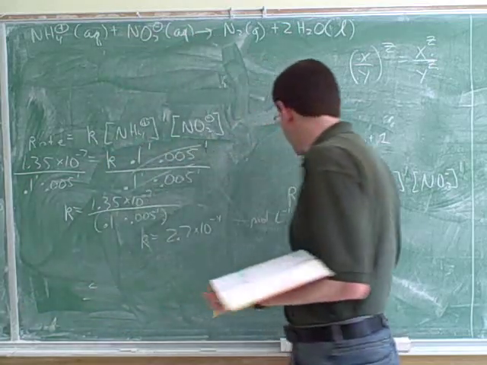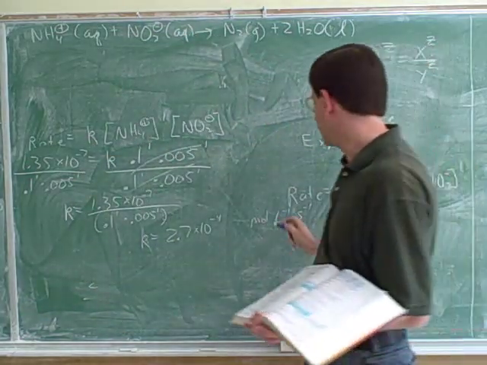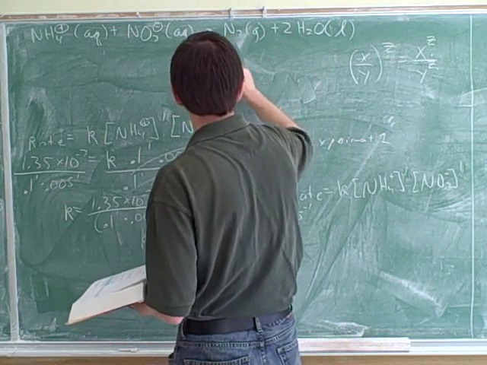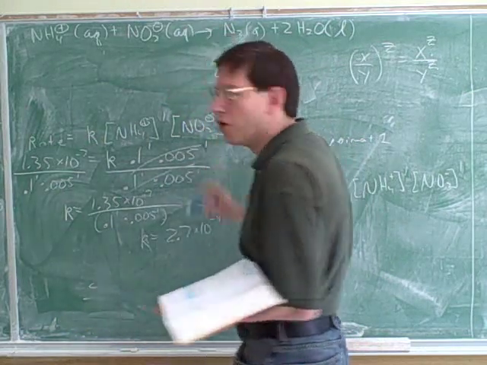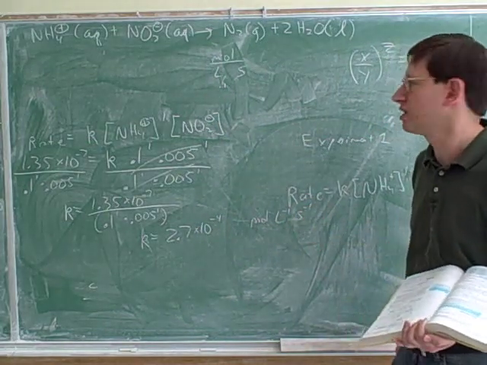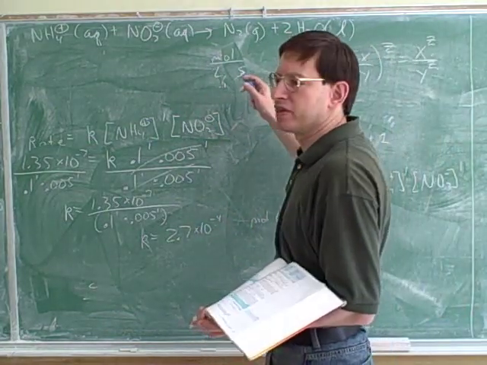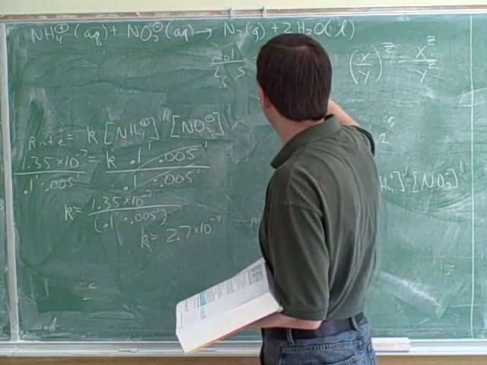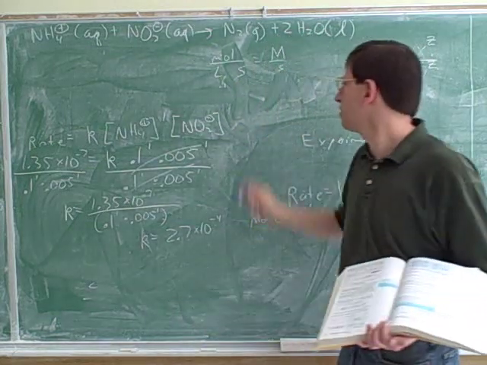You guys know what these -1 exponents mean? 1 over. Yeah, so this is really moles over liters over seconds. That's what the -1 exponent means. It means 1 over. This is a common notation at this point. What does moles over liters mean? Molarity. So this could also be called molarity per second.